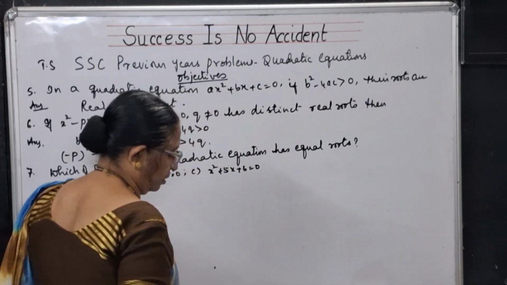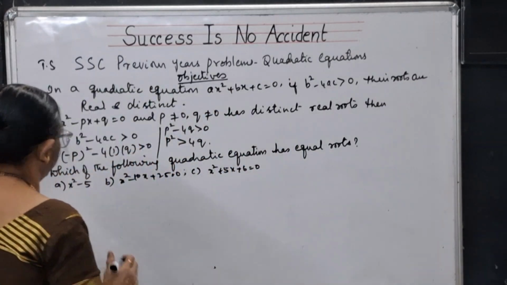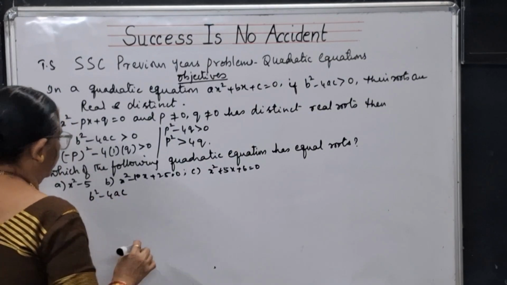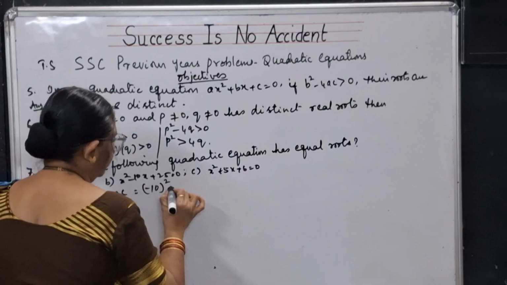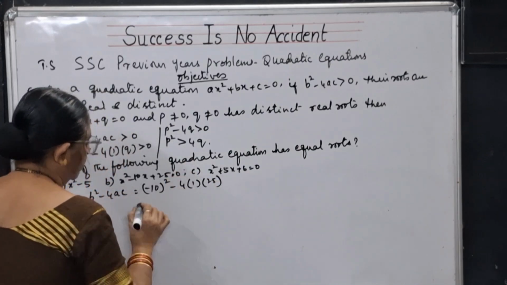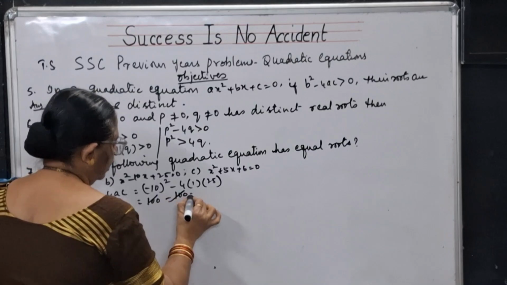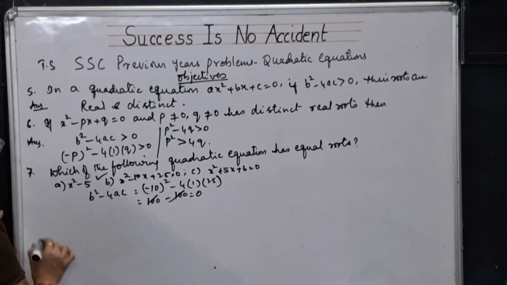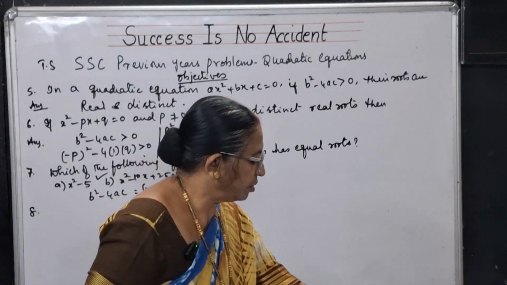Okay children, these are the bits you have got. So which is equal? We should get b square minus 4ac should be equal to 0. So b square minus 4ac here, if you see, minus 10 whole square minus 4 into a into c can be written as 100 minus 100, that is equal to 0. So B is the answer for this problem. Now let us see the eighth one.